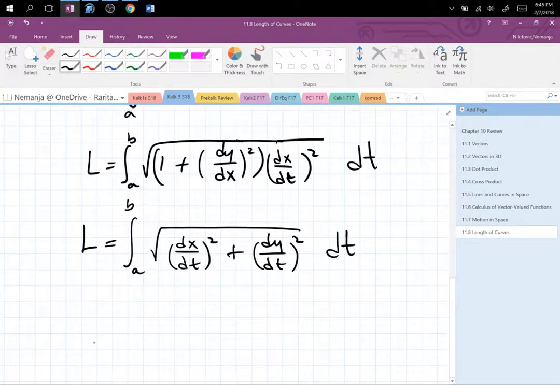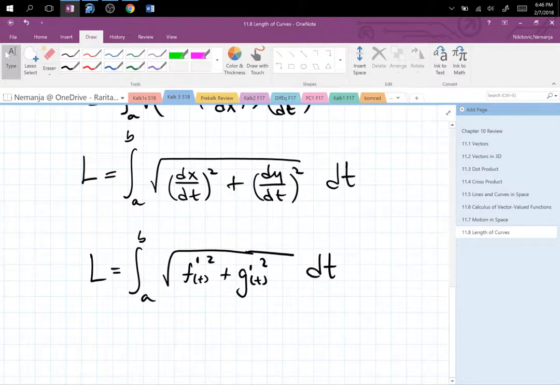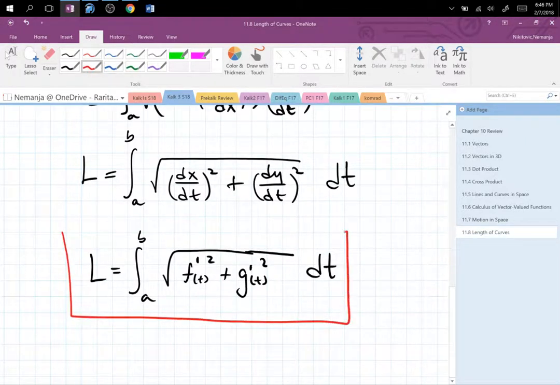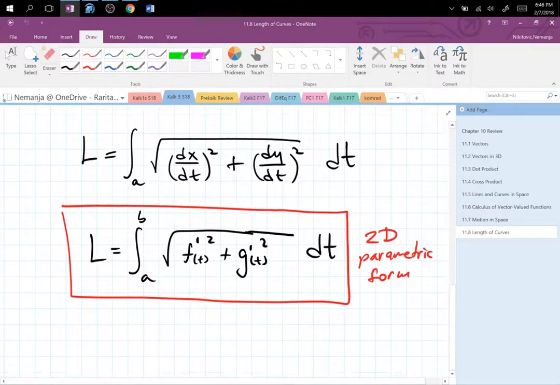And now in terms of parametric equations, clearly this is your dx/dt, that's f prime of t. So you have the integral from a to b of the square root of f prime of t squared plus g prime of t squared dt. And this is the 2D parametric form for the length of the curve.